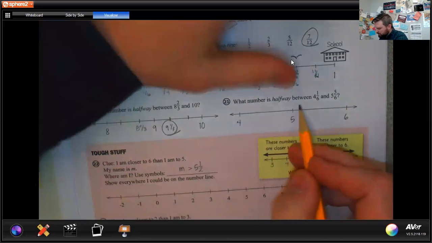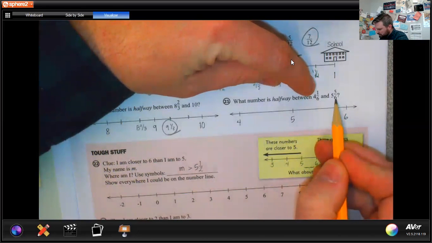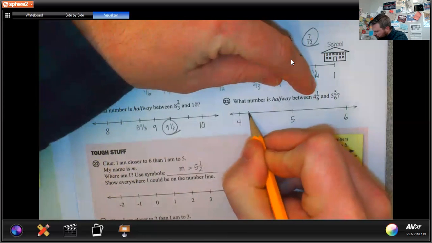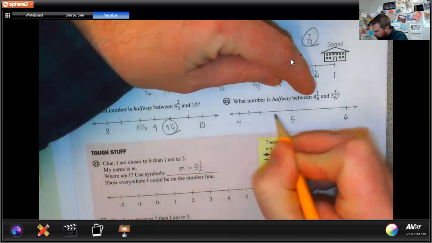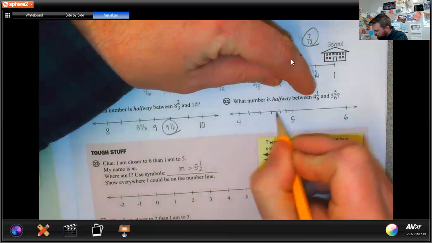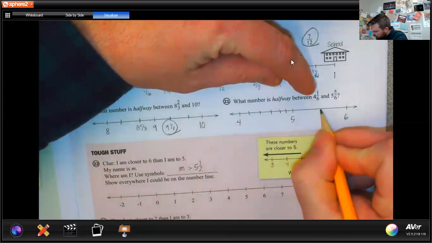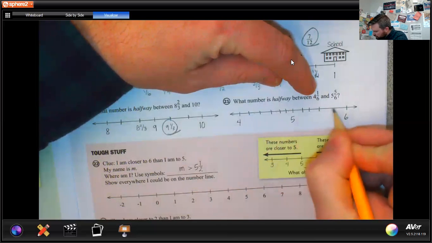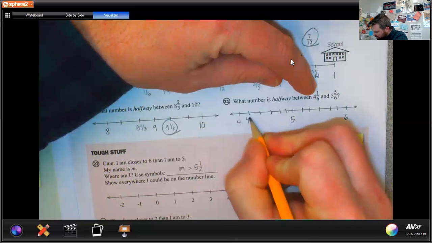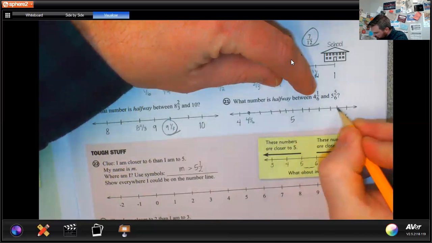What number is halfway between 4 and 1/6 and 5 and 5/6? Okay, so we're going to split each section into sixths. So 1, 2, 3, 4, 5. So I got 1, 2, 3, 4, 5, 6 sections. So here and then here, here. Okay, 4 and 1/6. That's right here. And 5 and 5/6 is right here.